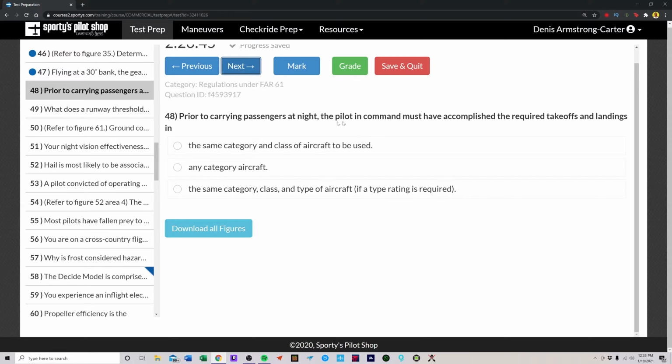Prior to carrying passengers at night, the pilot in command must have accomplished the required takeoff and landing in... it would be the bottom one. So if you need a type rating, like airline rating, prior to carrying passengers, this is a commercial question. It's pretty much you just need to do takeoffs and landings to make sure you're comfortable with carrying passengers.